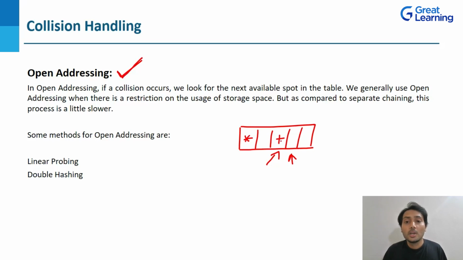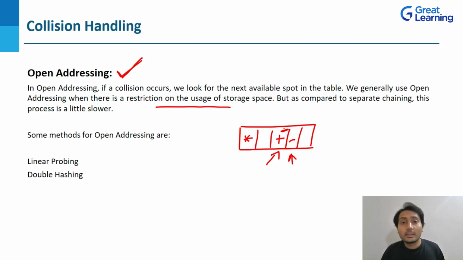Which is open addressing, because you cannot store two values here. So suppose you want to store one more value such as minus, you cannot store it in the same place. So you are going to store it in the next available location. But this solution is not as good as separate chaining, because in open addressing there is a restriction on the usage of storage space. You can sometimes exhaust your storage limitation. So that is the problem with this open addressing collision handling technique.